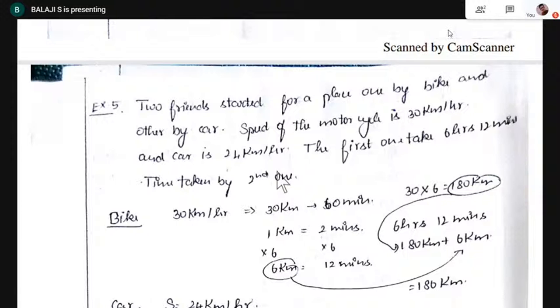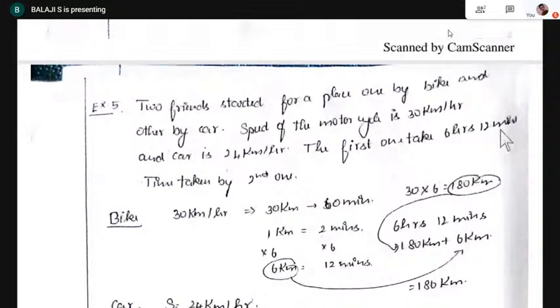See here, two friends are starting from a place. One is starting with his bike, and another one is starting from his place with a car. The speed of the bike is 30 kilometers per hour, and that of the car is 24 kilometers per hour. The person who goes by bike takes 6 hours 12 minutes. Then what is the time taken by the second? So our aim is to find the distance they have covered. We are not going to solve it by the conventional method. We are just going to solve it by normal mental calculation.